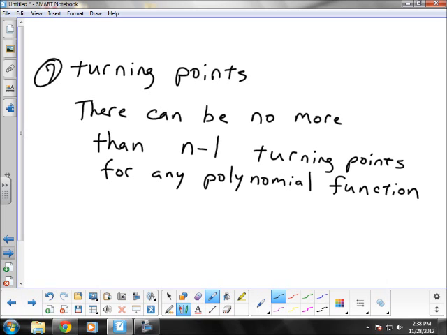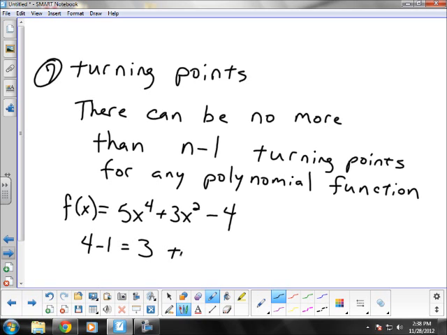So in other words, if you have a function that's like f of x is equal to 5x to the 4th plus 3x squared minus 4, I don't know how many turning points there are for sure yet, but I know there cannot be more than 4 minus 1, which is 3. The most it can have is 3 turning points. It may have fewer, but it cannot have more than that.